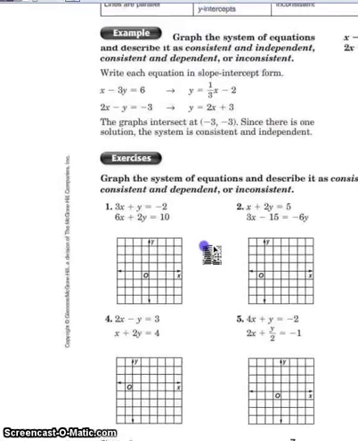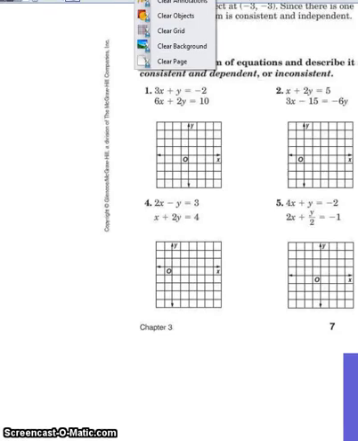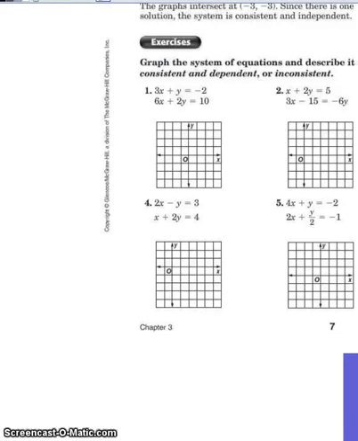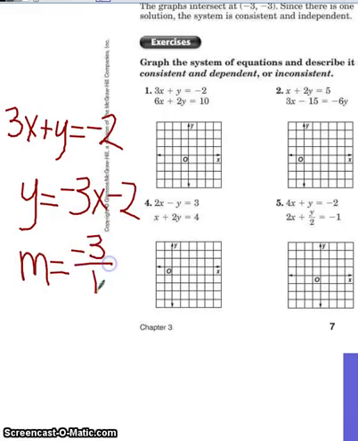So for number 1, in order to solve for a graph, what do I have to do first? That's correct. I have to solve for y. So we're going to work the first one together first. I have 3x plus y equals negative 2, correct? So to solve that, I got to get y by itself. So it's really y equals negative 3x minus 2. So what I care about is my slope. My slope is negative 3, which is the same as negative 3 over 1. And my y-intercept is negative 2.